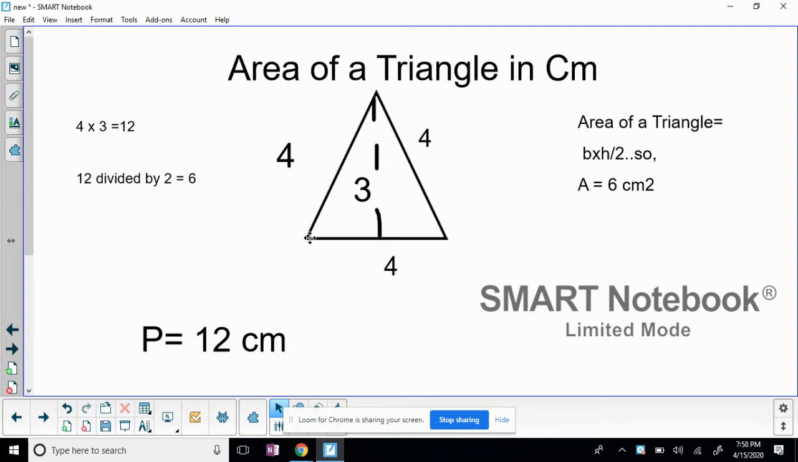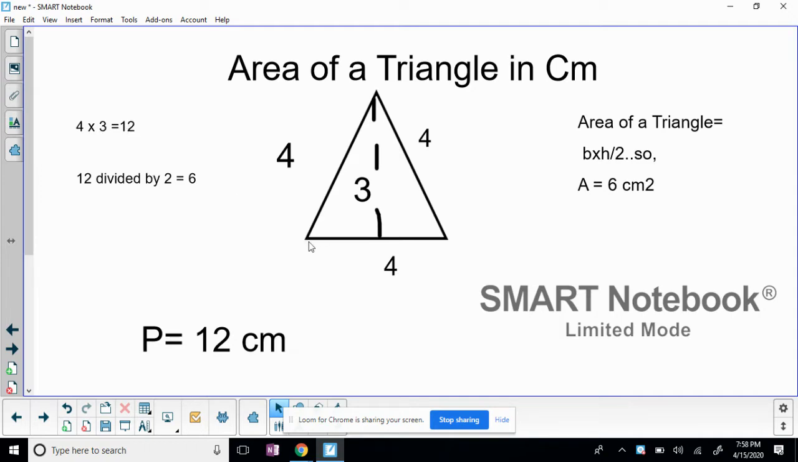Now, start with what you know. So the base of this triangle is 4 centimeters. The height is not 4 centimeters because the lines are curved. The height you calculate in the middle here. So the height is 3 centimeters. So 4 times 3, base times height like you were taught, equals 12.